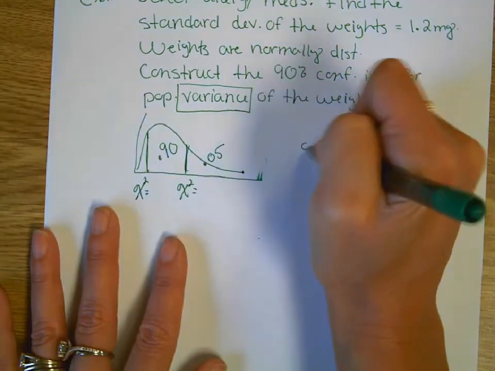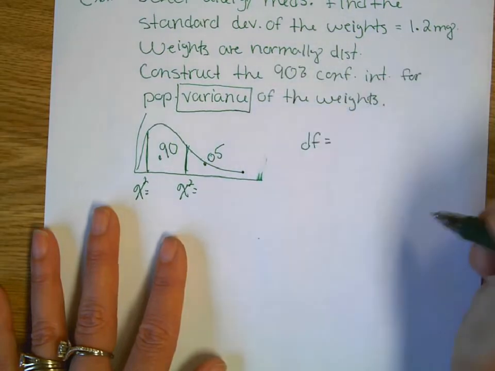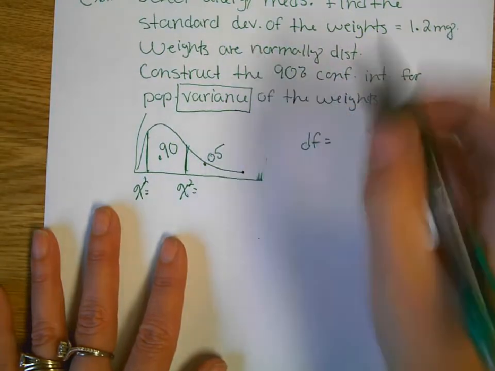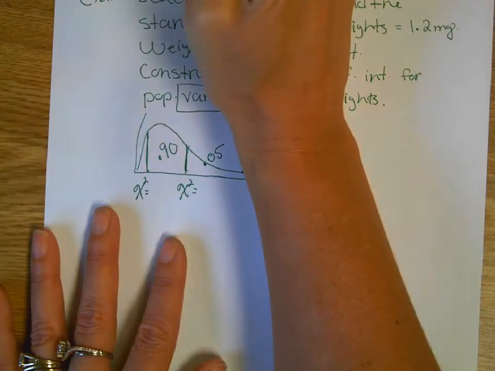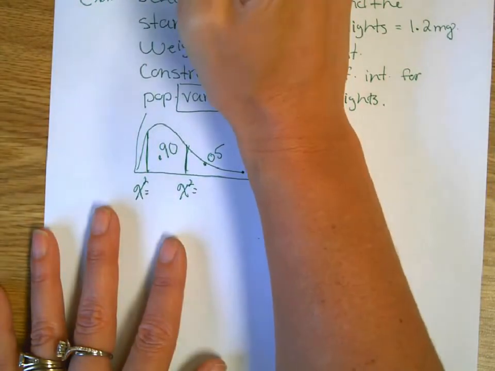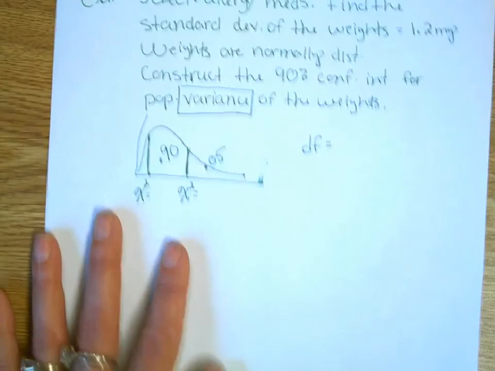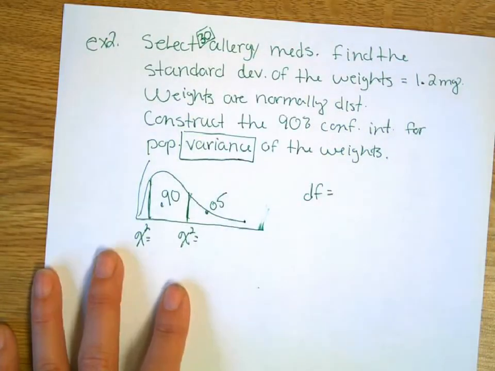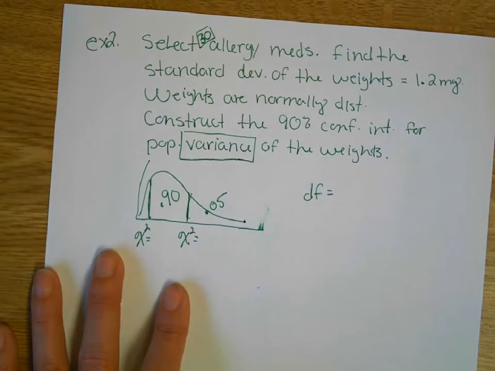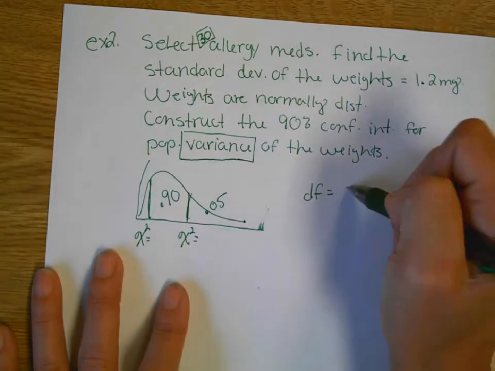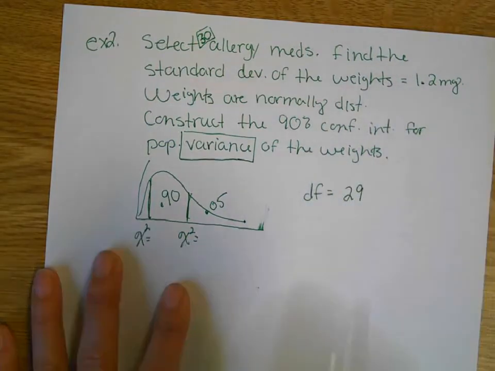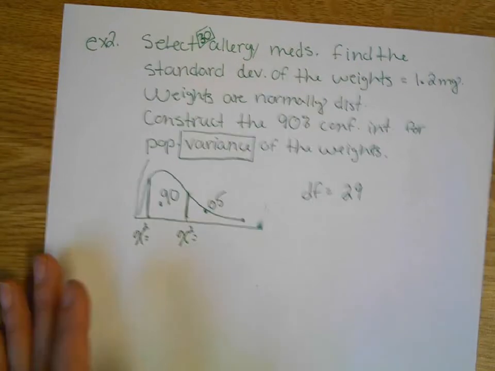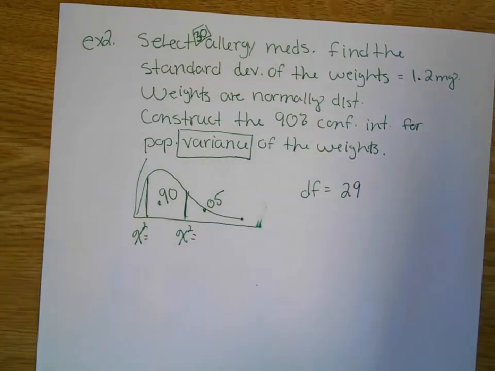How many degrees of freedom are we going to have for this problem? Oh, I forgot to tell you, we select 30 allergy meds. So that makes our degrees of freedom what value? 29. Go ahead, you look up the two values, I'll compare, and we'll see who's reading their table correctly and who is not.